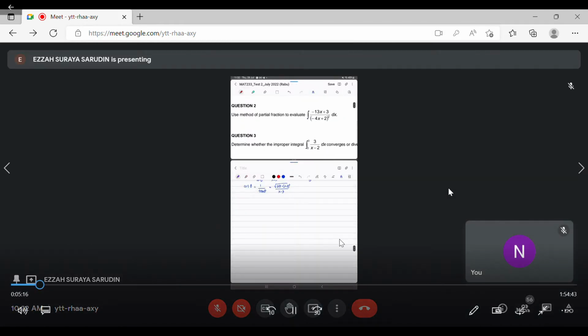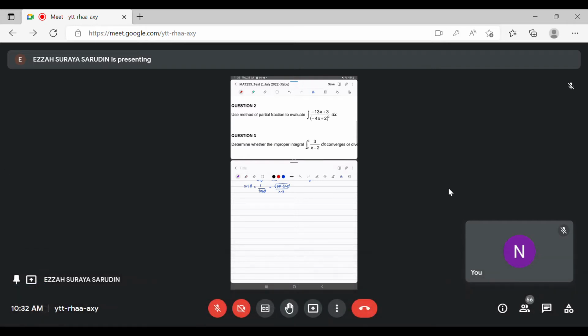Okay, use the method of partial fractions to evaluate the integral of negative 13x plus 3 over negative 4x plus 2 squared.